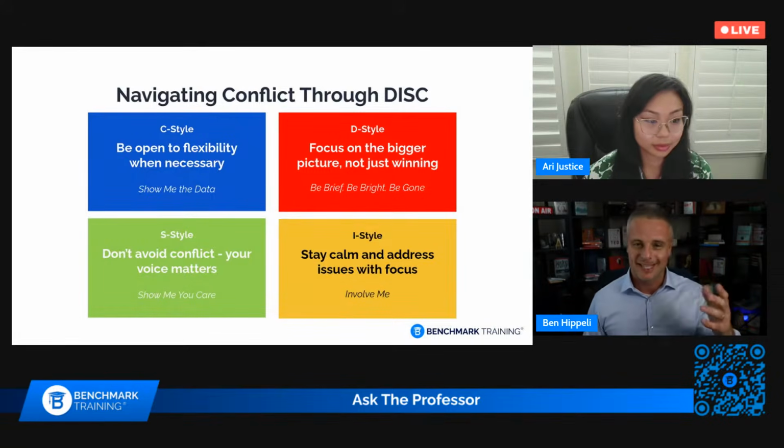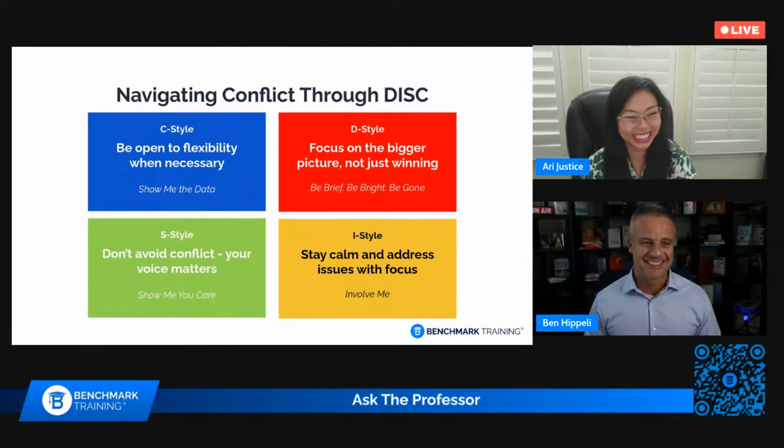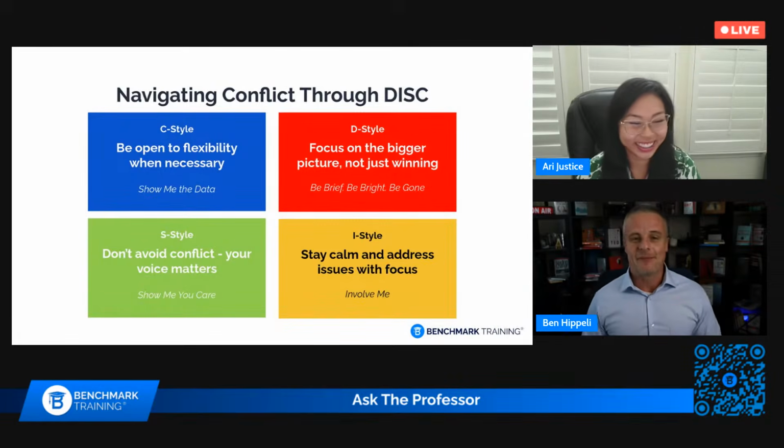I'll go to C styles again too, because this speaks to me so much. Be open and be flexible. This is probably the hardest thing for me to learn for conflict and just things that are going on in teams in general throughout my career. And guess what, C styles out there?